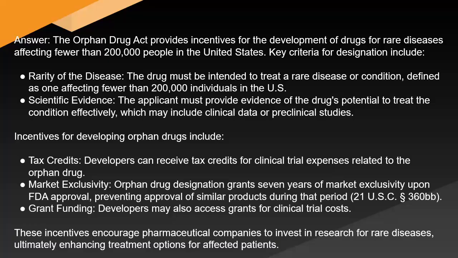Incentives for developing orphan drugs include tax credits. Developers can receive tax credits for clinical trial expenses related to the orphan drug. Market exclusivity: orphan drug designation grants 7 years of market exclusivity upon FDA approval, preventing approval of similar products during the period. 21 U.S.C. § 360. Grant funding: developers may also access grants for clinical trial costs. These incentives encourage pharmaceutical companies to invest in research for rare diseases, ultimately enhancing treatment options for affected patients.